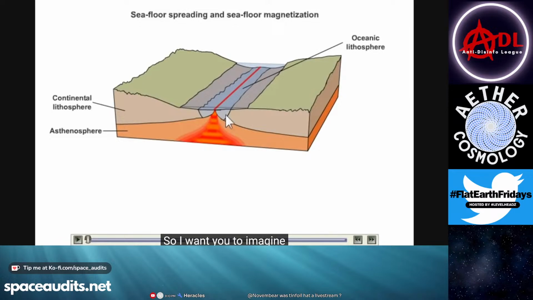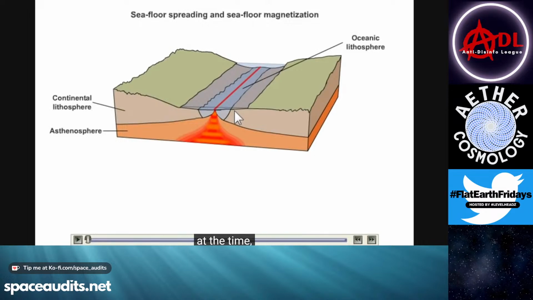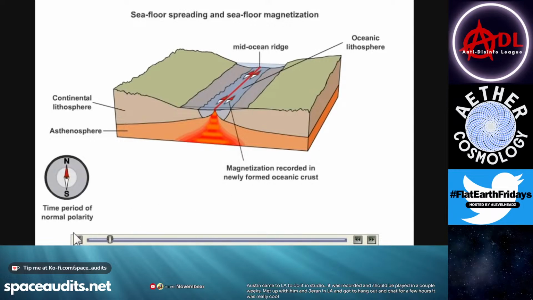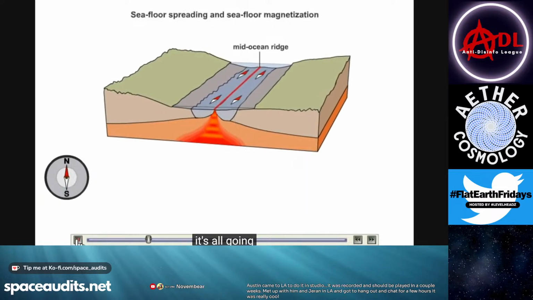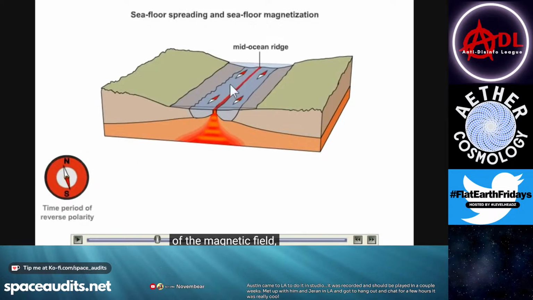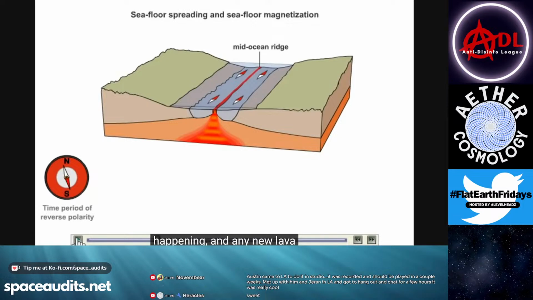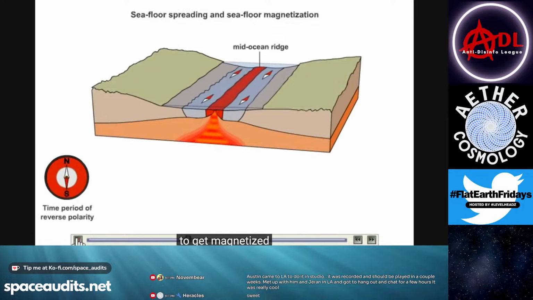Okay, so I want you to imagine that we're going to let this ocean basin spread, and we're going to let the Earth's magnetic field flip back and forth as the ocean basin spreads. Remember that when the lava erupts and cools down, it records the direction of the magnetic field at the time, whether it's normal or reversed, backwards or forwards. So we'll start the animation here. We're going to start it at a time when the Earth's magnetic field is like today, what we call normal polarity. And as the seafloor spreads, it's all going to get polarized in the direction of the magnetic field, shown by the blue part of the ocean floor. But now we have a reversal happening, and any new lava that erupts is going to get magnetized in the opposite direction.